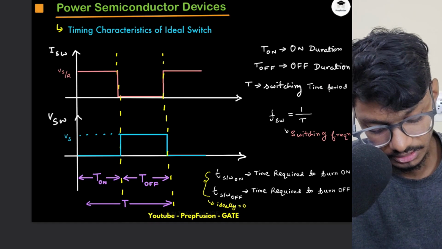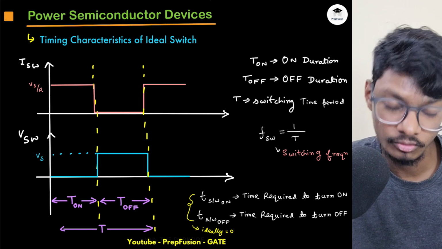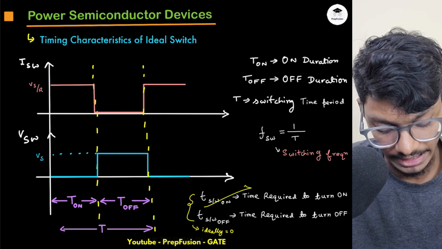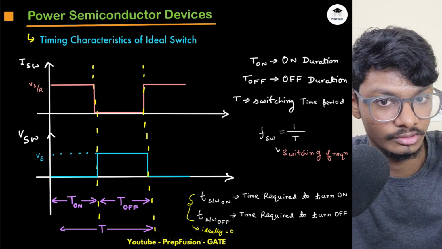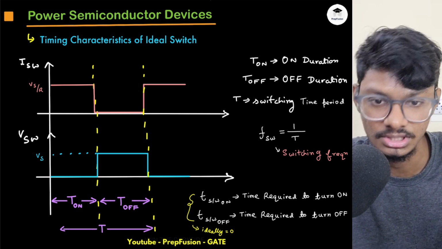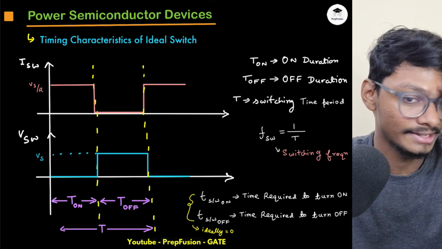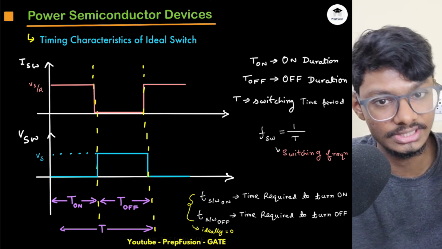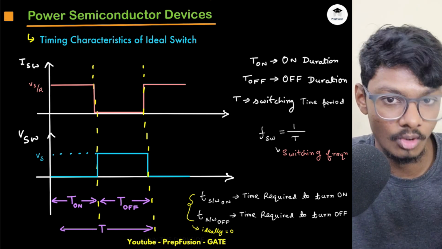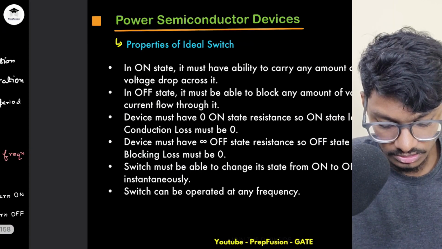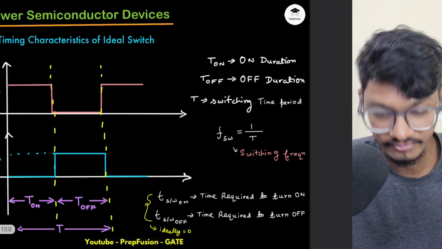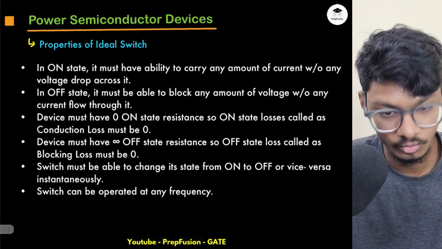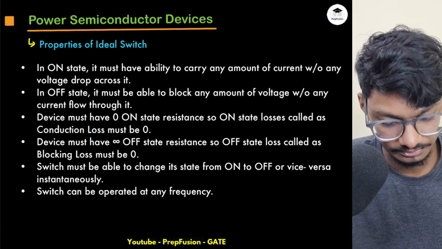But obviously we don't live in an ideal world, so there will be some finite time a switch takes to turn on and off. We'll understand that when we study the properties of different switches, but for now we are concerned with circuit analysis, and what happens if there is some time taken to turn on and off. We'll understand that as well. So here I have written a few properties of an ideal switch. These are a few key points that I was mentioning previously. You can quickly go through this and read all this.